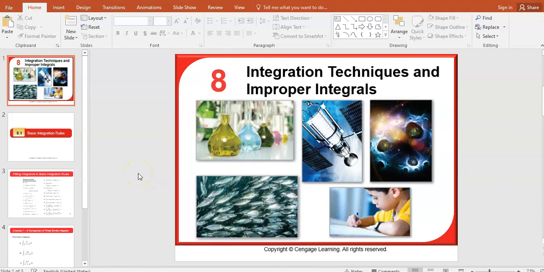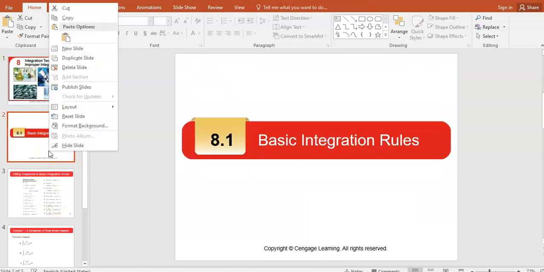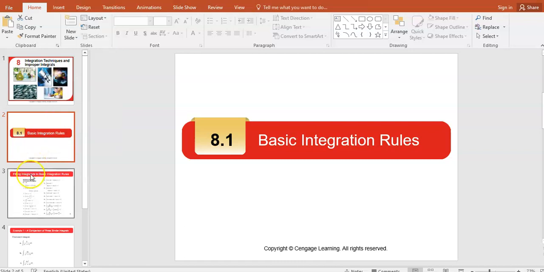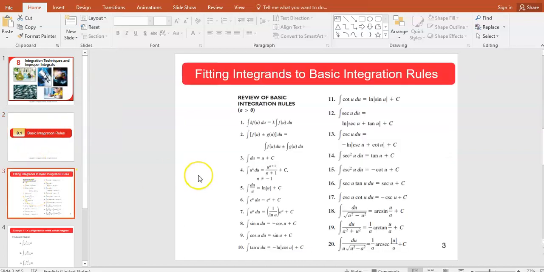Okay, chapter 8, we're going to talk about integration techniques and improper integrals. So the first one, 8.1, is basic integration rules. Some of these rules we have seen, okay? It's kind of like a review of Calculus 1. So here are some of the rules that we're going to be using. This slide is super important to what we're going to do in 8.1.